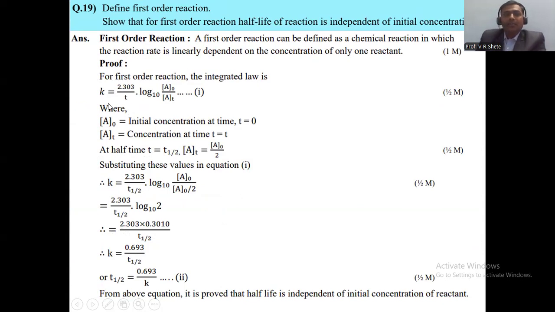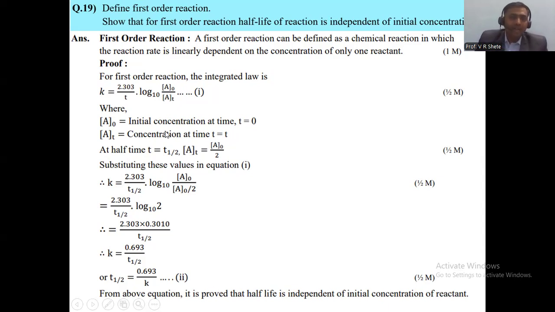We know that this is the equation for a first order reaction: K is equal to 2.303 upon t log of A0, the initial concentration, upon A, the final concentration of reactant. If the initial concentration is A0 at time 0, and concentration A at time t. If you are observing the half-life time of reaction, then it will be t1/2.